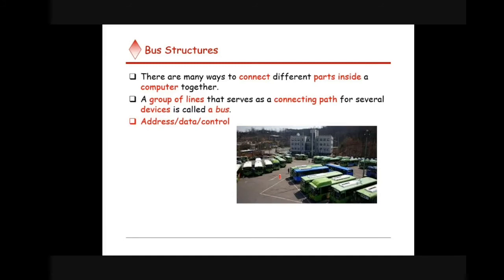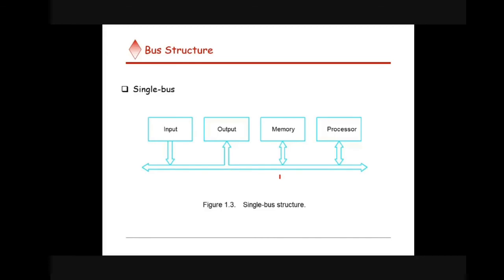One is address, one is data, and one is control signal. Okay. So this is a single bus structure. So you can see the input device is connecting, and then this is the complete one single bus. This is a set of lines. So the input device is connecting to this.